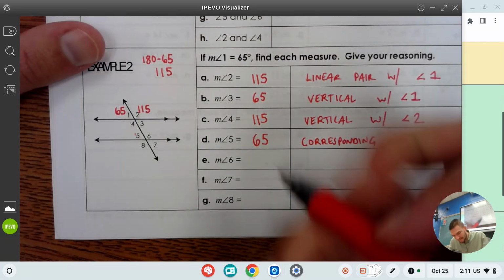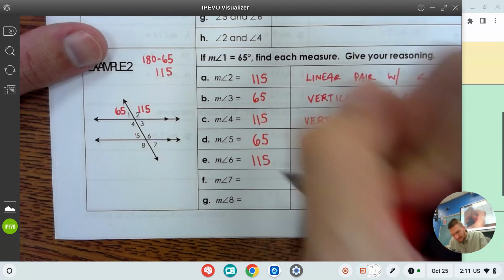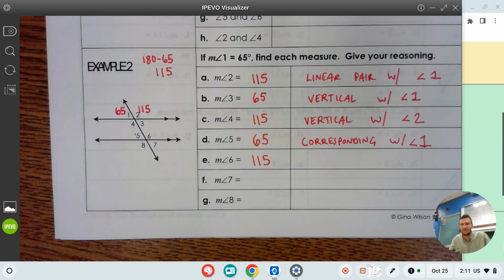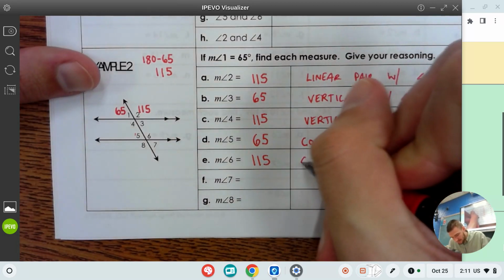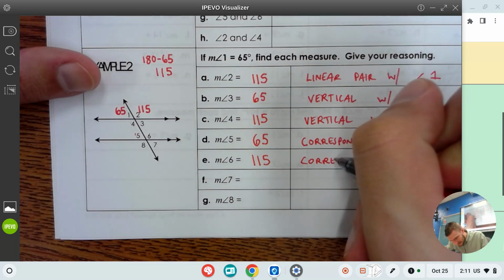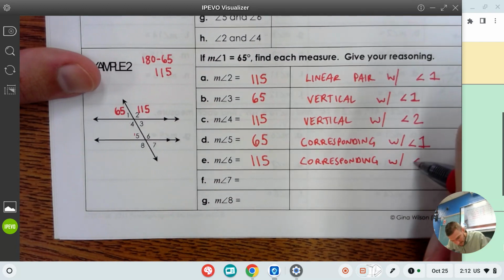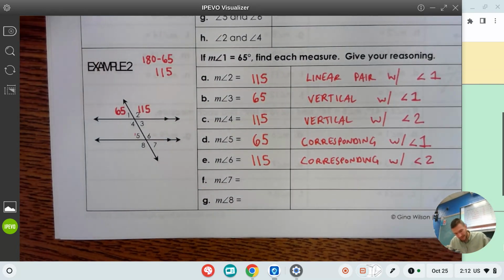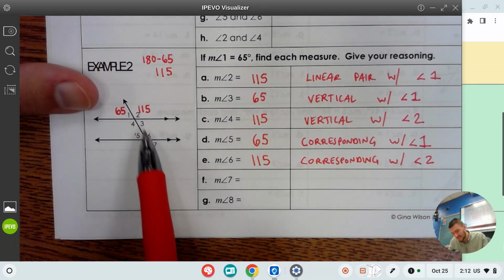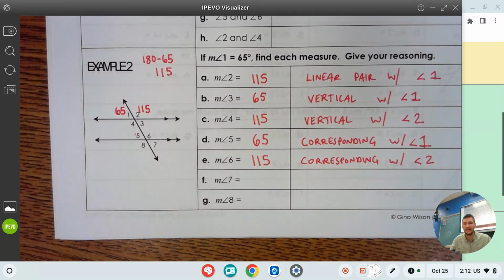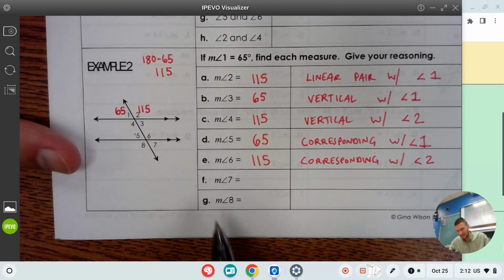What do you think about 6? I agree. Kevin said 115 and he's 100% right. Give me a reason why. Sure, that works, right? We could say it's corresponding with angle 2. Angle 2 is 115. Angle 6 is a corresponding angle. That works. Now for 7 and 8, let's use something besides corresponding, right? It's our practice, so let's practice something else.